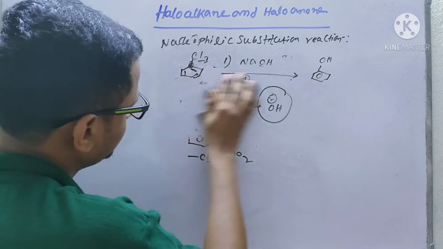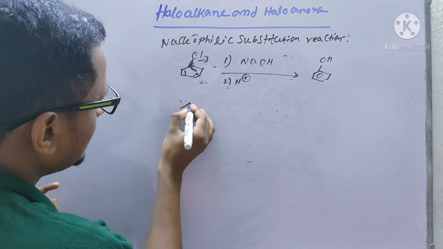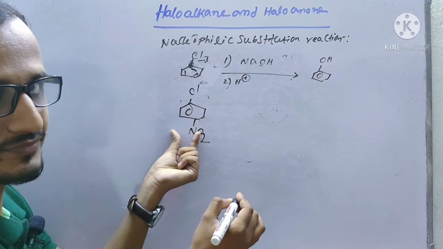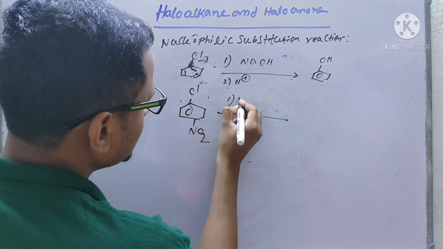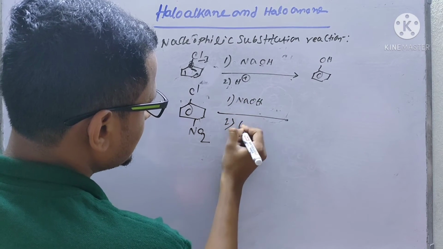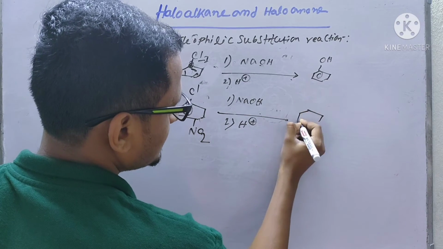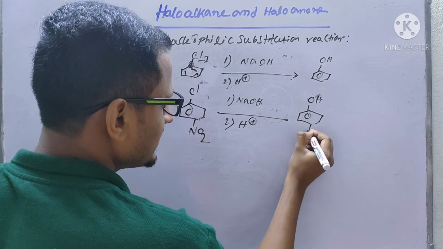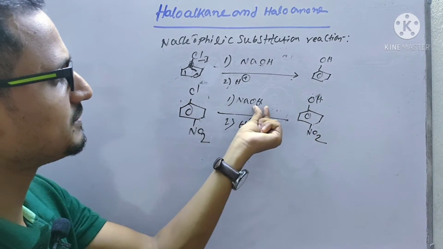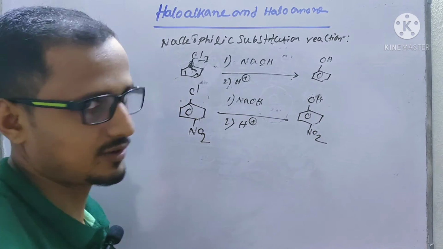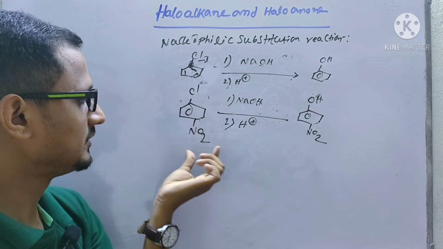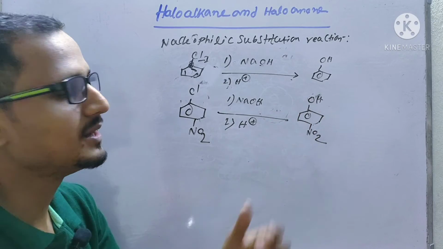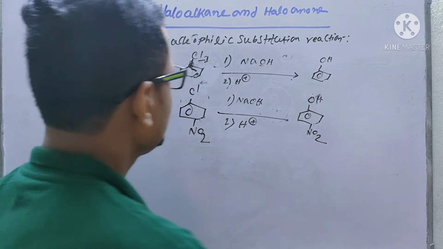Okay, now understood I think. Now if you join another electron withdrawing group in para position, then this reaction will be more feasible in presence of sodium hydroxide and H plus. This reaction will be more feasible because NO2 is also an electron withdrawing group. Okay, so this reaction will readily happen. So Cl will be substituted by OH group, so you will get para-nitrophenol. This nitro group will not be substituted, rather OH minus will substitute this chlorine to form para-nitrophenol. Okay, I think you have understood.